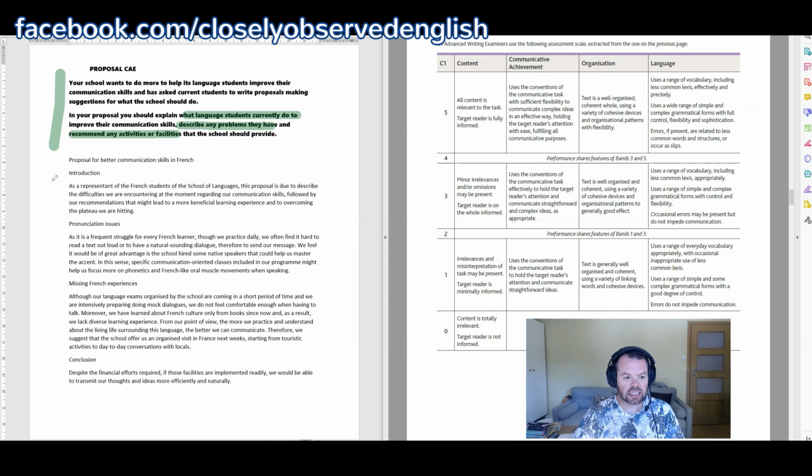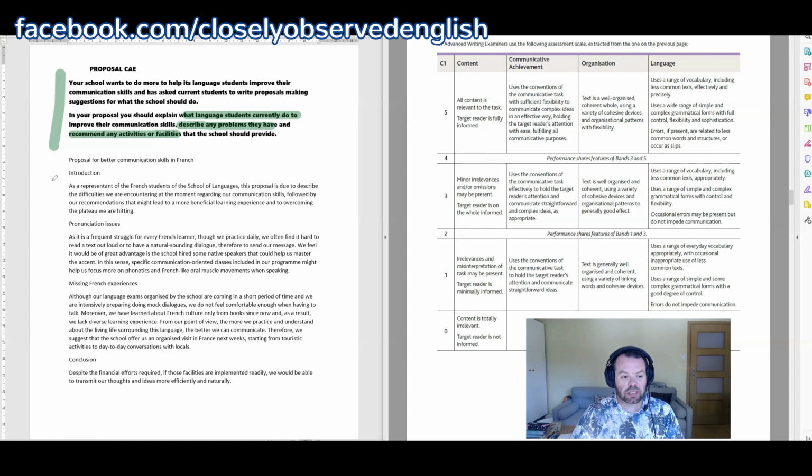Pronunciation issues. As it is a frequent struggle for every French learner, though we practice daily, we often find it hard to read a text out loud or to have a natural sounding dialogue, therefore to send our message. We feel it would be of great advantage is the school hired some native speakers that could help us master the accent. In this sense, specific communication-oriented classes included in our program might help us focus more on phonetics and French-like oral muscle movements when speaking.